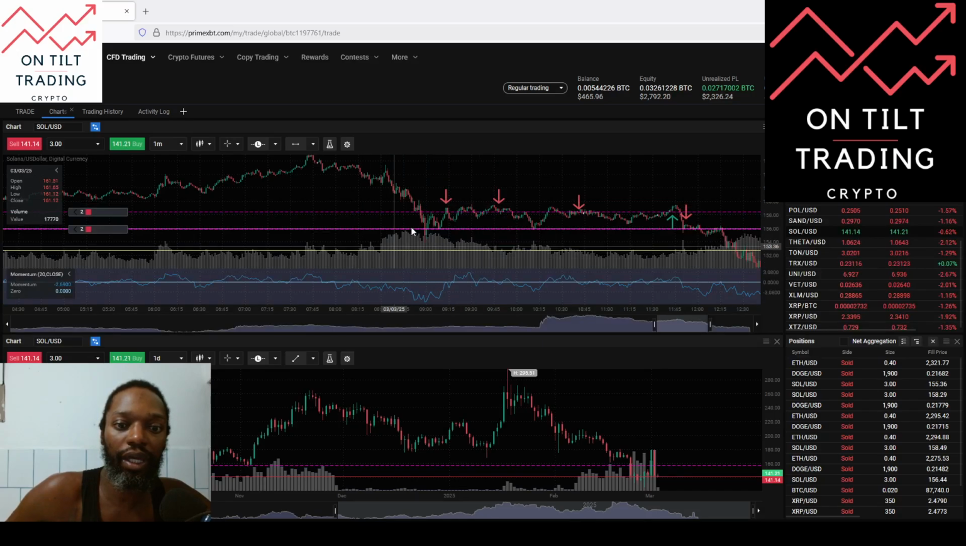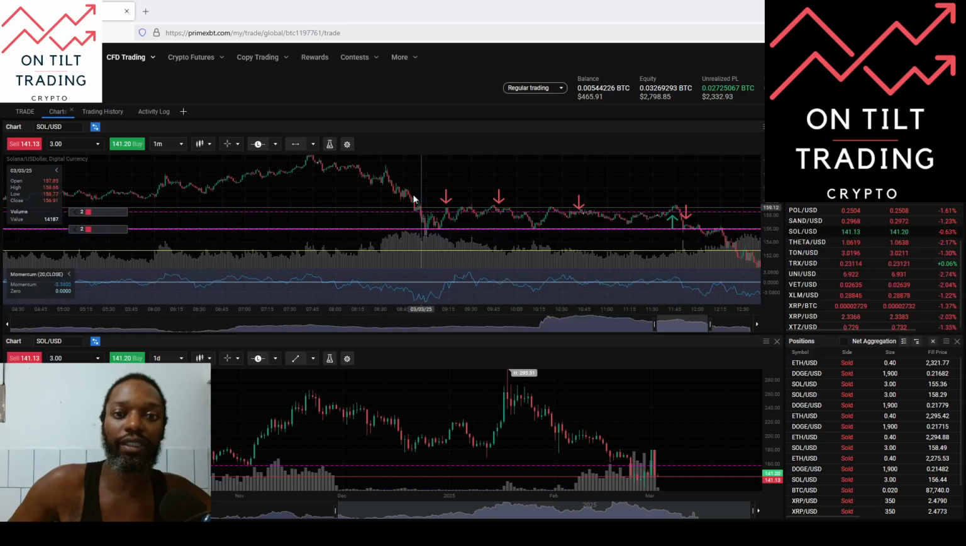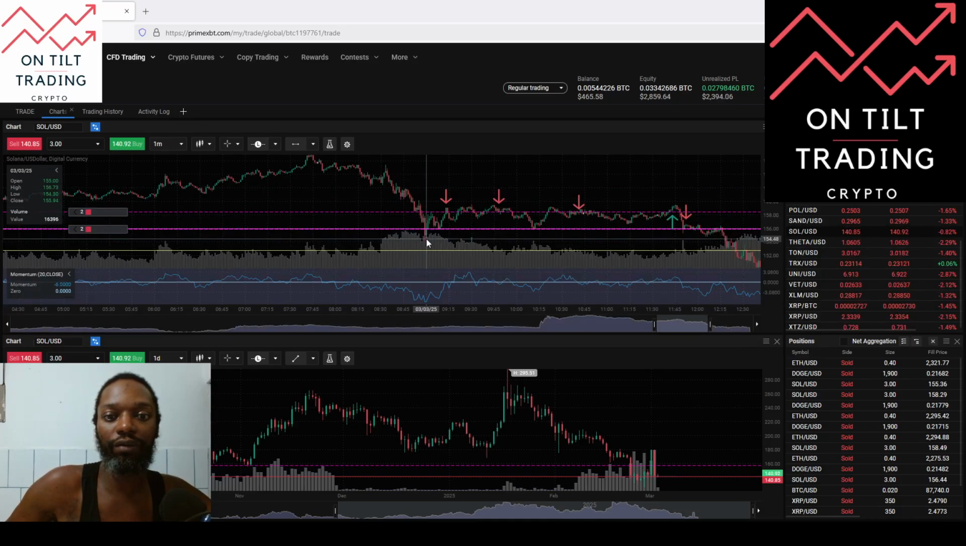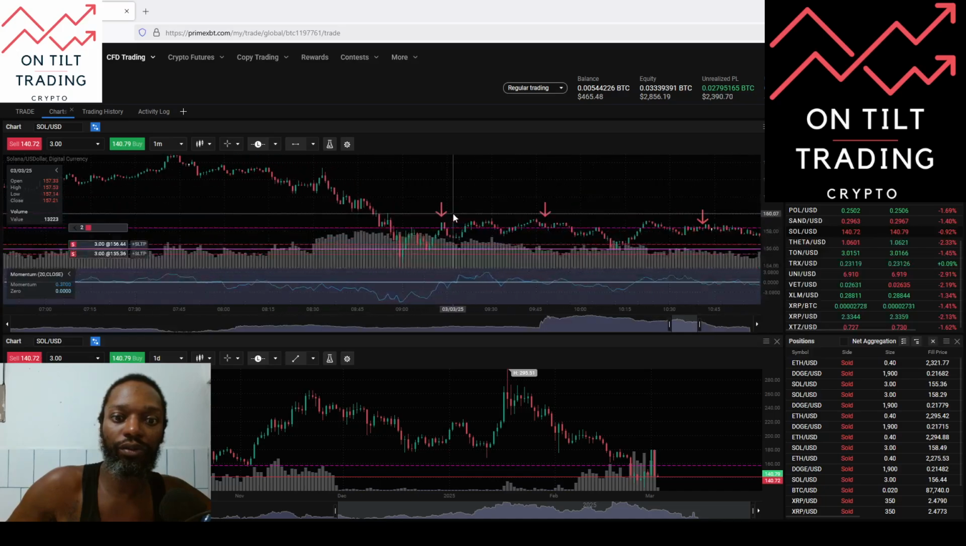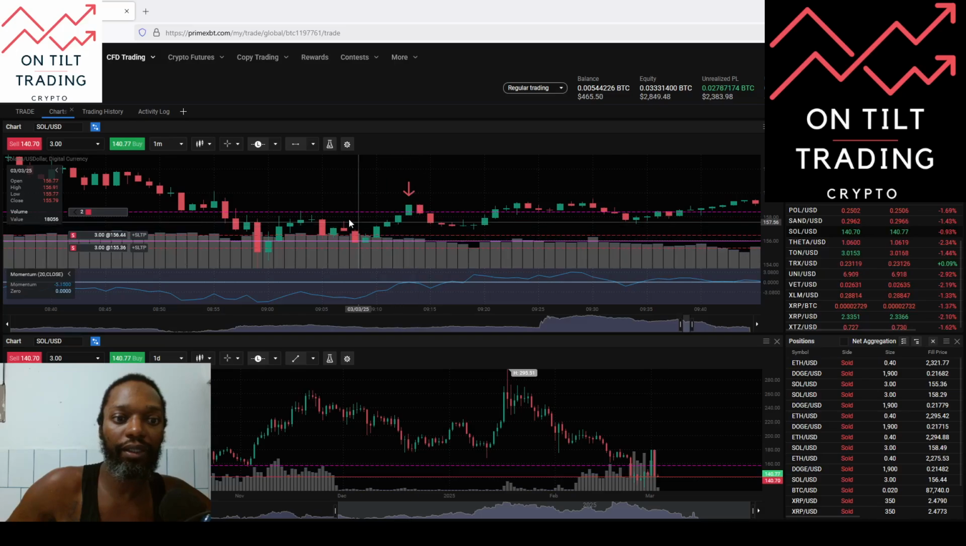So here we have this event, the US Open. We can see there's a lot of transactions, high volatility happening here, and the sellers are able to sell off Solana below S4 here at the open. So when I see this, I take a position on pullback.